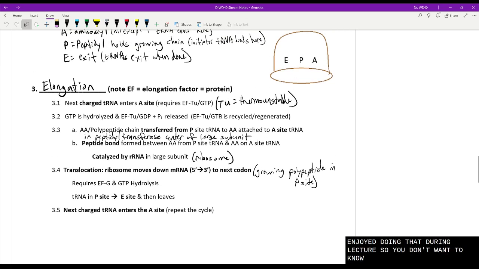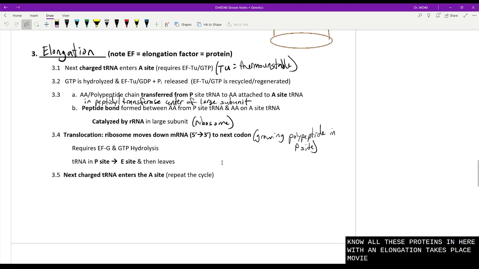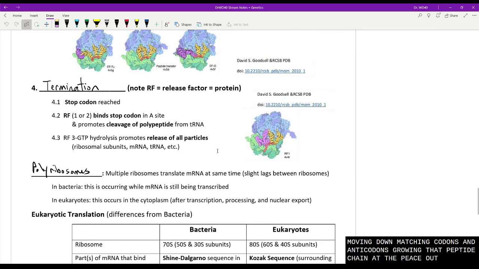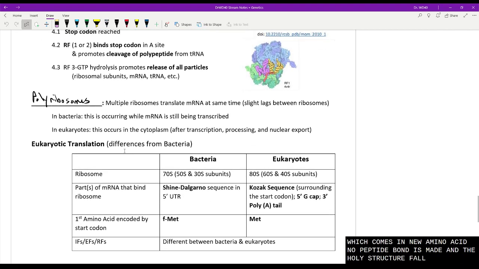I'm not going to get into too many specifics of this, but I enjoyed doing that during lecture. So you don't have to know all these proteins in here. But then elongation takes place, moving down, matching codons to anticodons, growing that peptide chain at the P site, and so forth. Then we hit the termination factors, or the release factors, which come in. No amino acid, no peptide bond is made, and the whole structure falls apart.